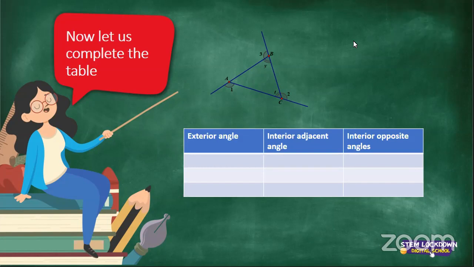You want to try? I do. Okay, I'll help you there. Let me help you. Yeah, please. And the last one will be BAC. Can you see that angle? Angle BAC. Oh, yes. That will be the last one.